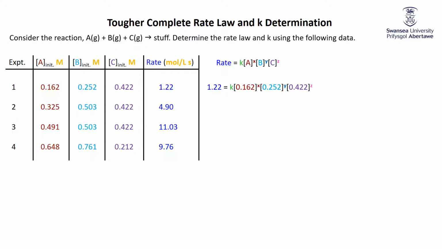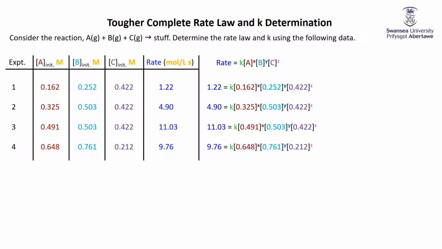So take experiment 1, put in the data. Rate is 1.22. There's K, we don't know it. The concentration of A, 0.162, raise that to the power of X. Concentration of B, 0.252, raise to the power of Y. Concentration of C, 0.422, raised to the power of Z. Take experiments 2, 3, and 4 and pop those in. Make sure you see where I'm getting all those numbers from, but it's not tough. I'm essentially just taking the material out of this table and sticking it into that equation.